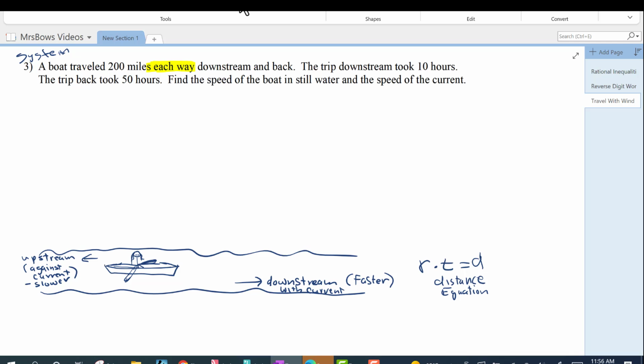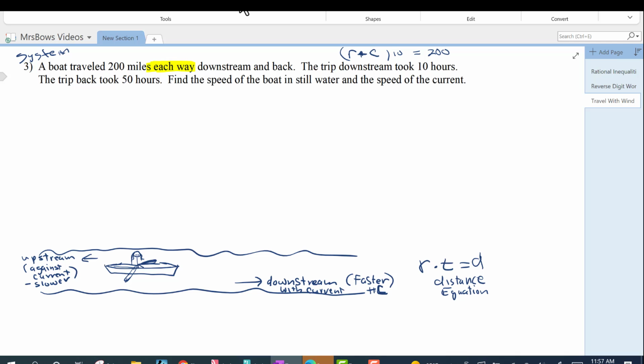Okay, the trip downstream. So when you're going downstream, you're going faster. So whatever your rate is, you also have the current helping you. And helping you means going faster, means your rate plus the current rate, okay? And that time, so here's the rate, here's the time, equals the distance of 200 miles, right?